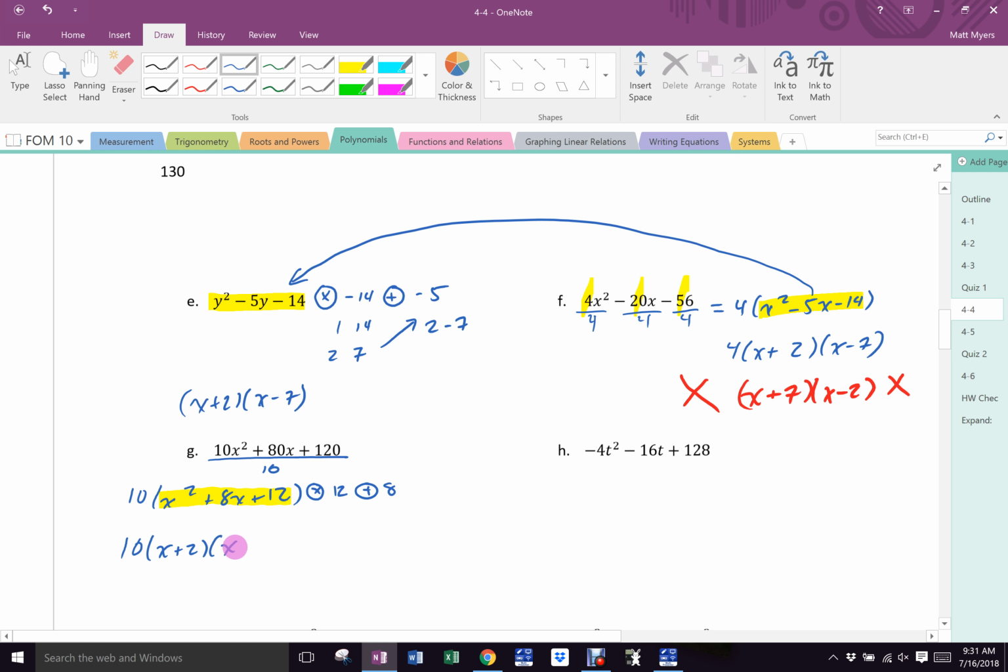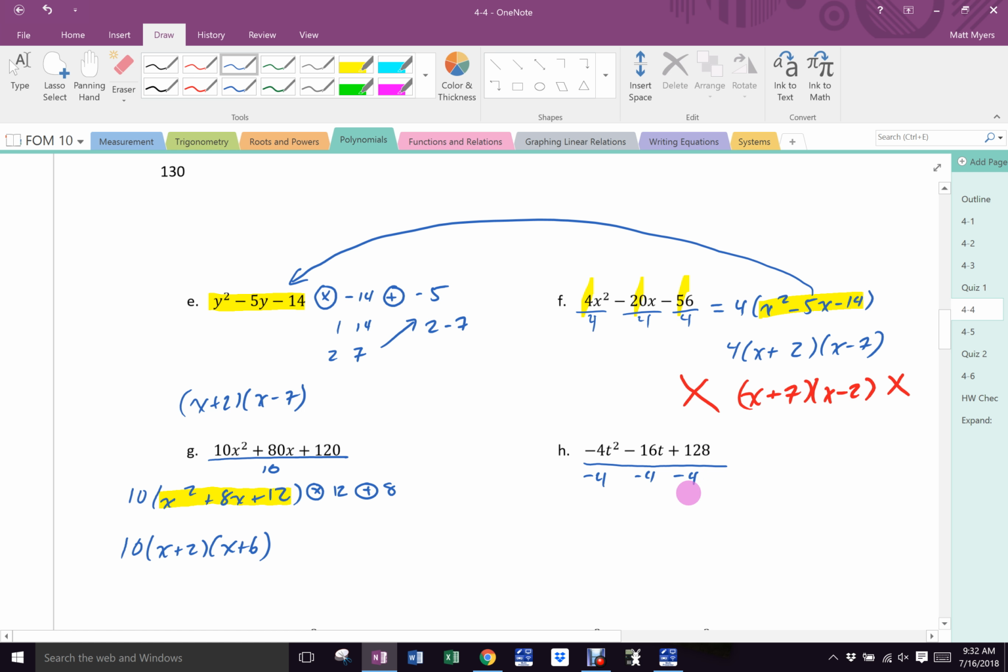Everybody good? All right, now, build on what you already know. What bothers you about h? The 4 and what else? The fact that the 4 is negative. Because we only know how to factor when there's nothing out in front. No negative and no number. So let's see if we can get rid of that number. Negative 4. Negative 4 works with 16. Does negative 4 work with 128?